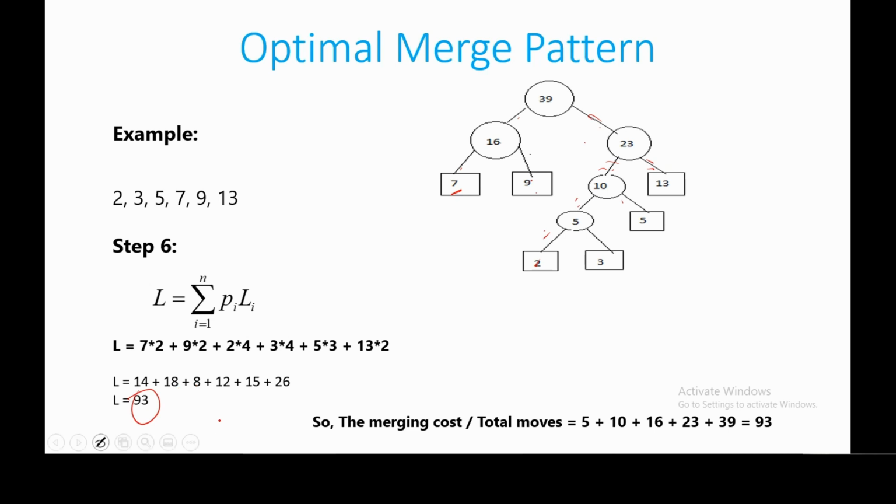So 93 is basically the total number of moves. तो ये हम verify भी कर सकते हैं. We can simply sum up the values of the nodes represented in the form of circles, because वो हमारे merging process में हमको achieve हुई थी. So it is 5 plus 10, है ना, then plus 16 plus 23 plus 39, that will also be equal to 93. So this is the minimum one. Okay.